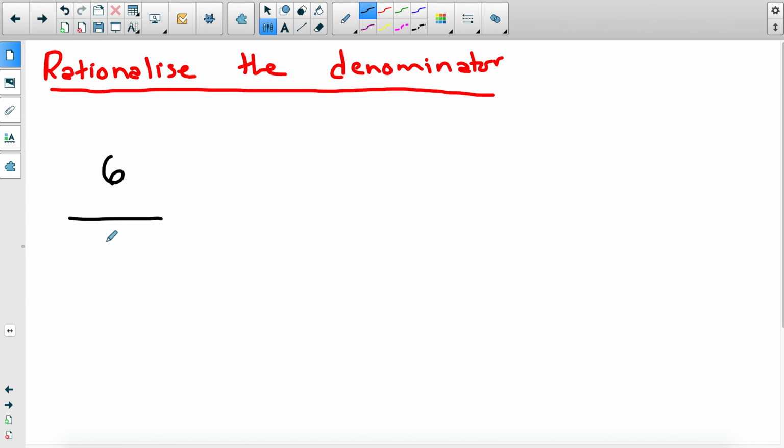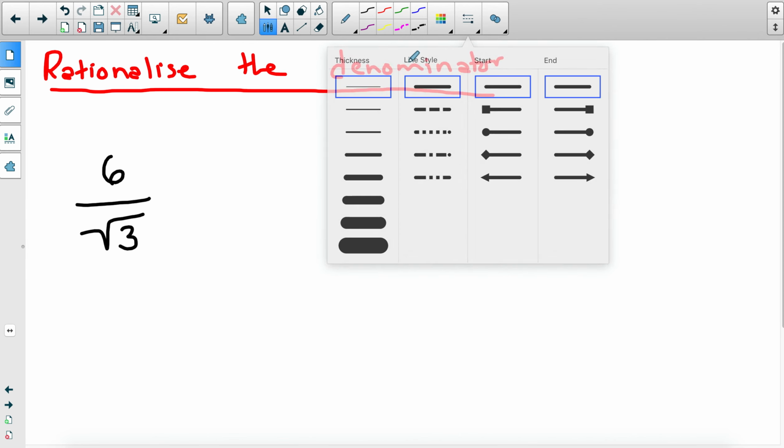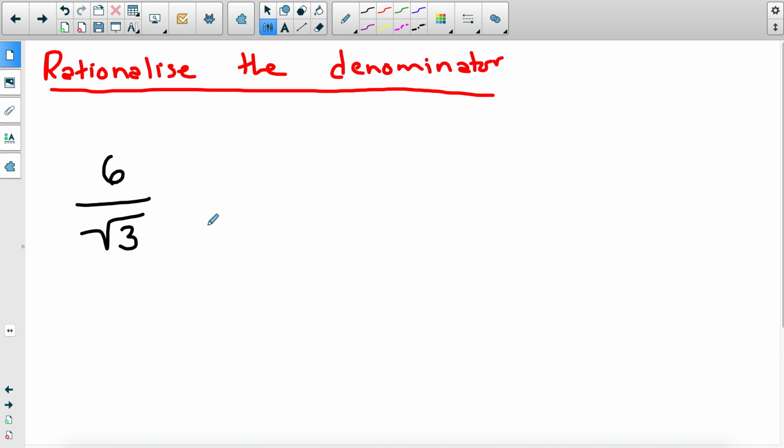So let's see, if you have 6 over the square root of 3, well, now I don't have a rational number in the denominator, but I want to make it rational, which is hence the title. And what you do in this case is you multiply the numerator and denominator by the same surd. The idea here is that they will cancel out, so we'll be using property 1.